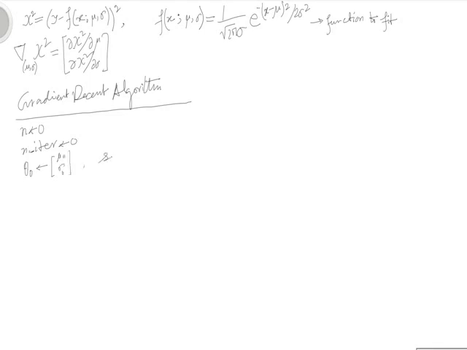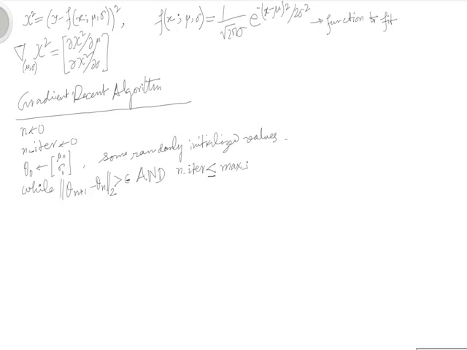So the idea behind the gradient descent algorithm is the following. We'll start with an initial random guess for our parameters for the normal distribution, mu and sigma, that will be mu 0 and sigma 0. And at each iteration, we are going to update mu and sigma, the parameters, which are collectively represented as a vector theta. We are going to update this vector theta by going down the negative direction of the gradient of our cost function with some learning rate.